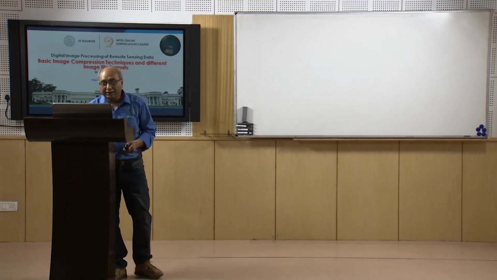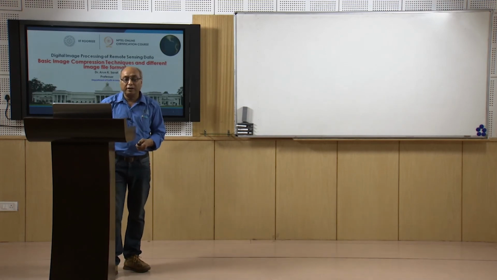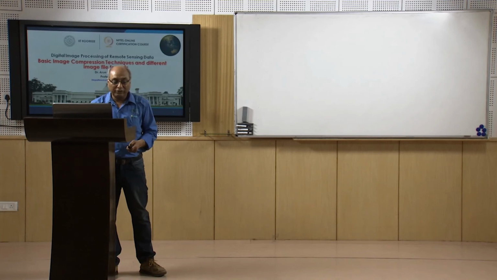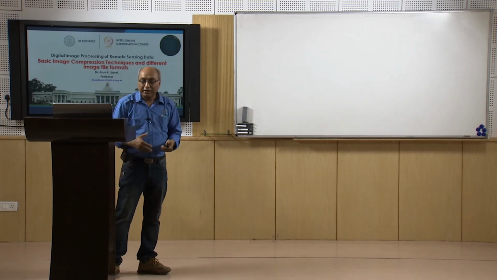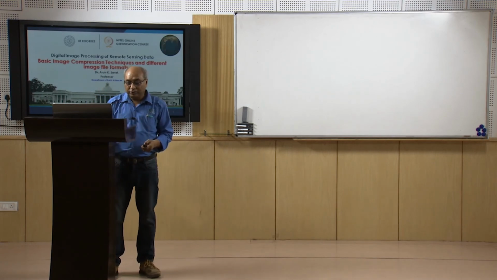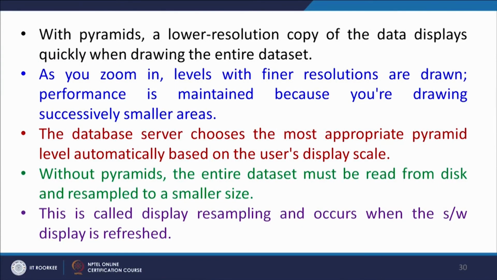Without pyramids, the entire data set must be read from the hard disk and resampled to a smaller size, and therefore a lot of time is taken. So a pyramid is good for making your display much faster. This is called display resampling and occurs when the software display is refreshed.